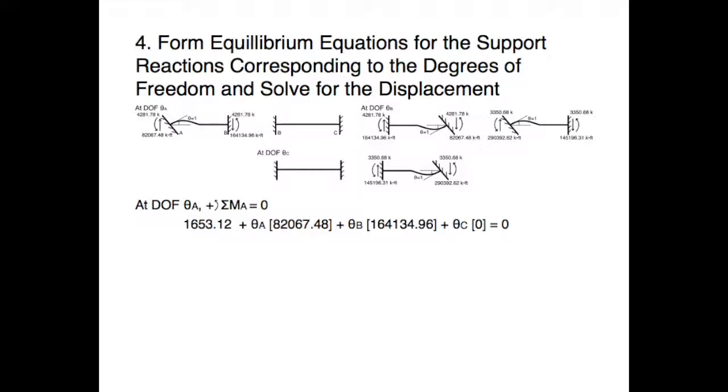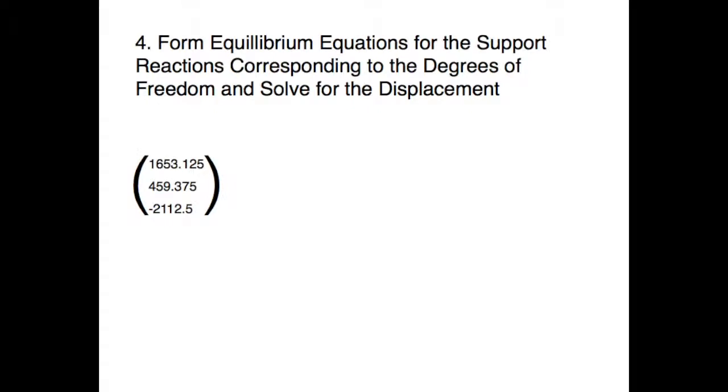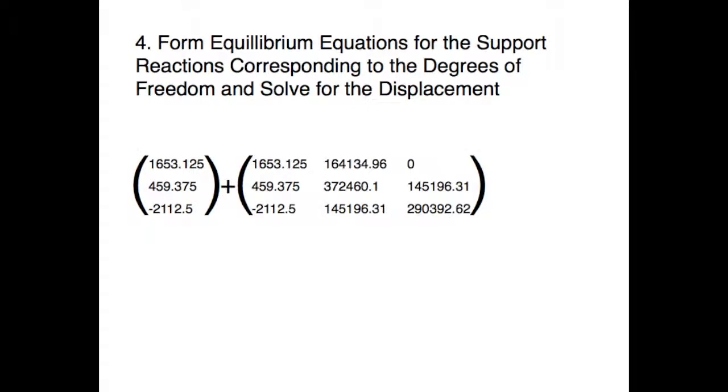We begin by summing the moments about degree of freedom A and set this equation equal to 0. We will repeat this so that we develop two more equations for each degree of freedom B and degree of freedom C. We can solve our system of equations by use of matrices. Please note that the matrix is symmetric.